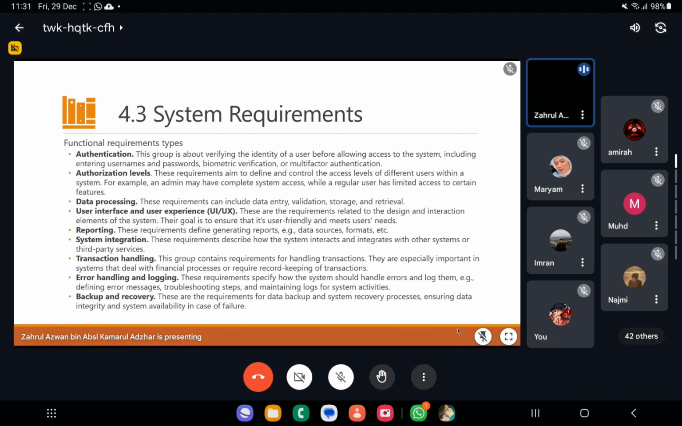So before this, for example, the scenarios. Okay, this is the type. So what you have to do is tell the readers the scenarios.